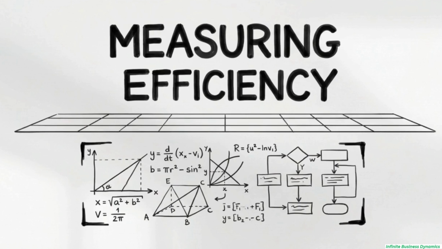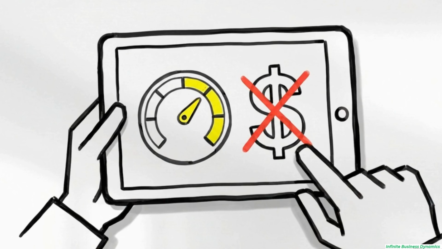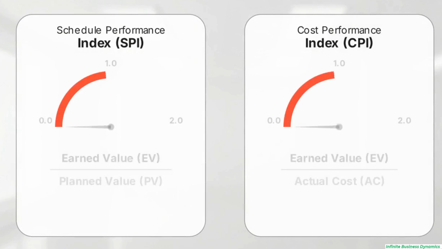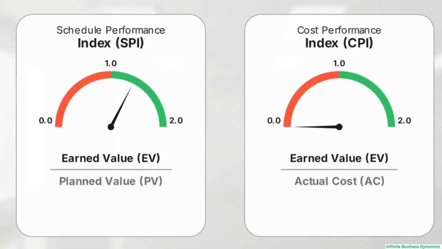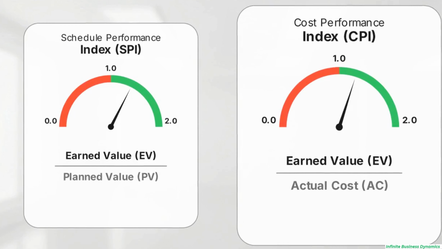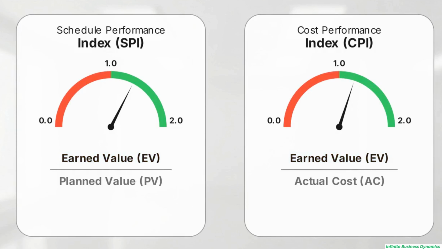The mathematical solution to this scale distortion is the use of performance indices. Indices shift your analytical perspective. Instead of asking how much money is missing, you ask how efficiently the entire operation is performing. Earned value management relies on two critical efficiency indicators, the Schedule Performance Index, or SPI, and the Cost Performance Index, or CPI.